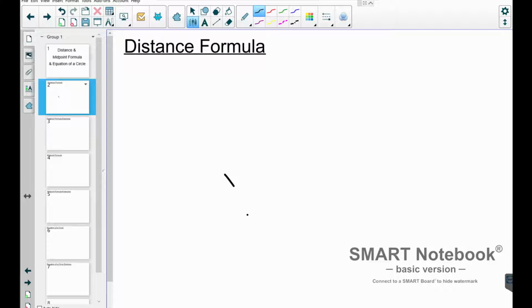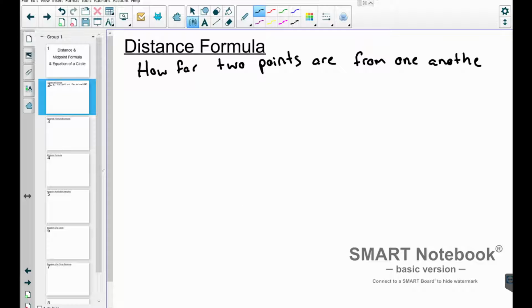So the distance formula gives you how far 2 points are from one another. So if I gave you a line segment like this, and of course this would be on some sort of XY axis like this, the distance formula is going to help you learn how long this line is. And it looks intimidating, but I think once you guys commit it to memory or get some practice with it, you'll be fine.